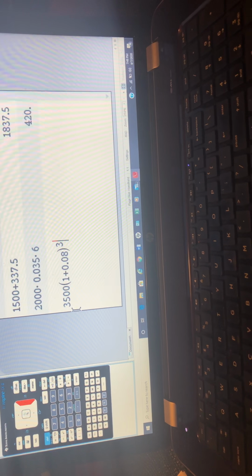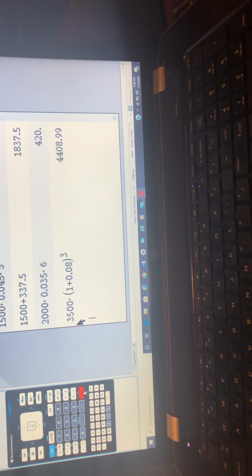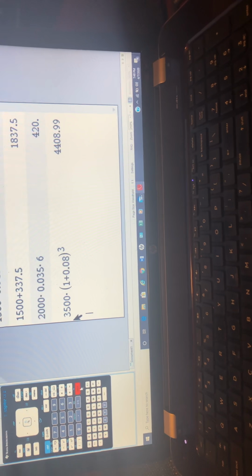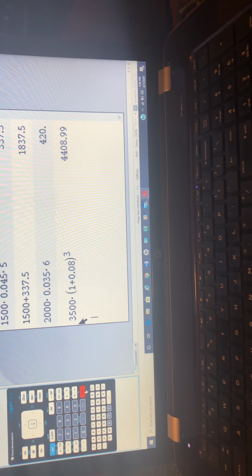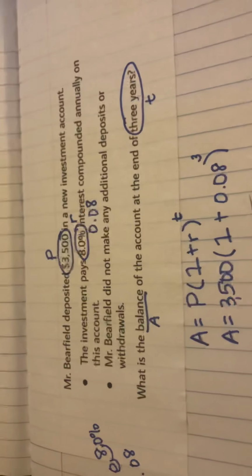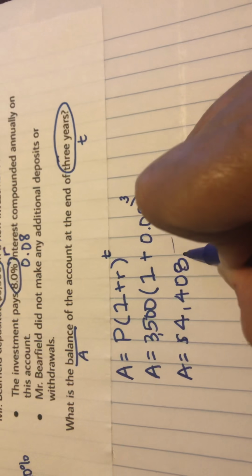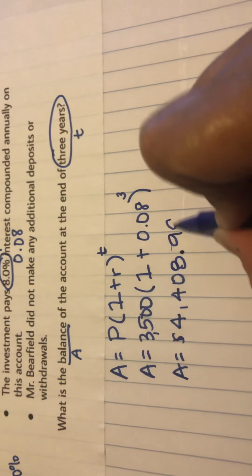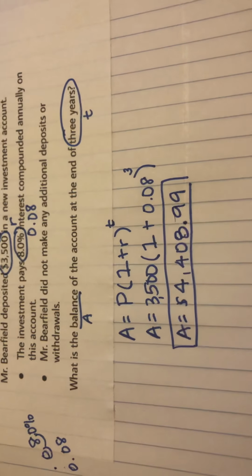Okay? And now I'm going to hit enter. So wow, she went from $3,500 that she put into the account to having now $4,408.99. So our answer here for our account balance at the end of those 3 years, Mrs. Bearfield is going to have a total of $4,408.99. That is compound interest.